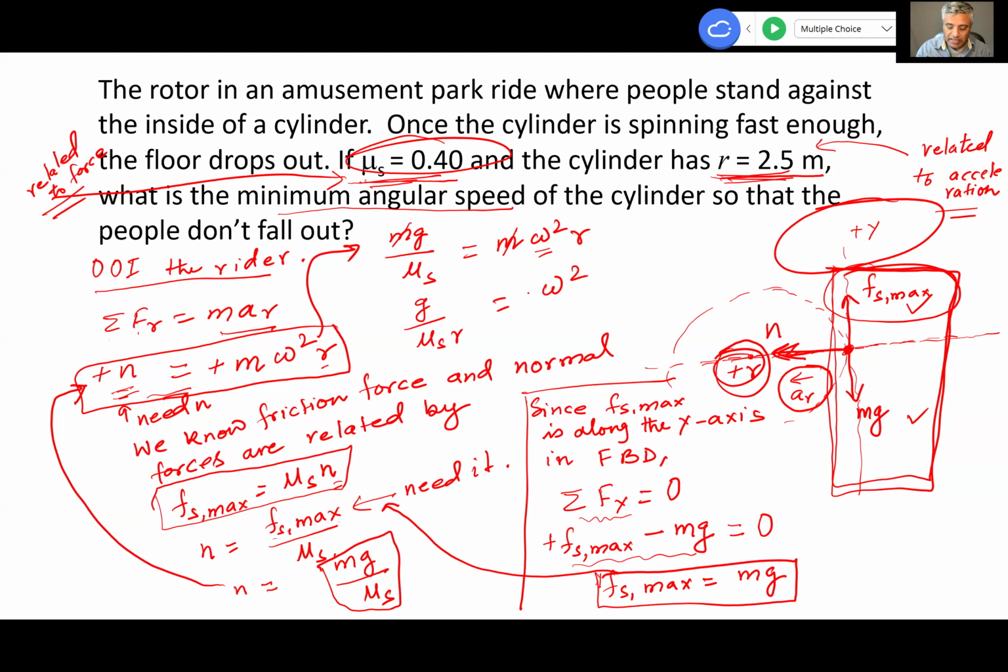So now what is omega then? Omega is just the square root of that, okay? So that's our answer, but since the numbers are given, we can always plug in those numbers here, right? So 9.8 meter over second squared. And then underneath this, there is that friction coefficient, which is 0.40. And then there is the radius, which is 2.5 meters.